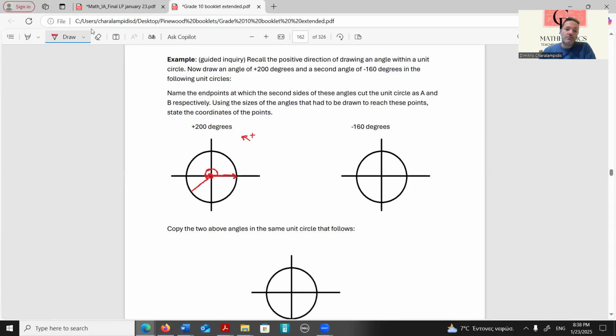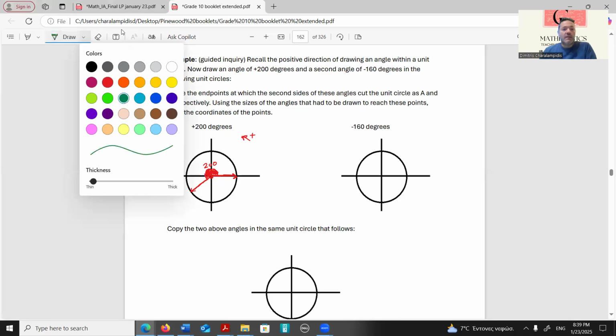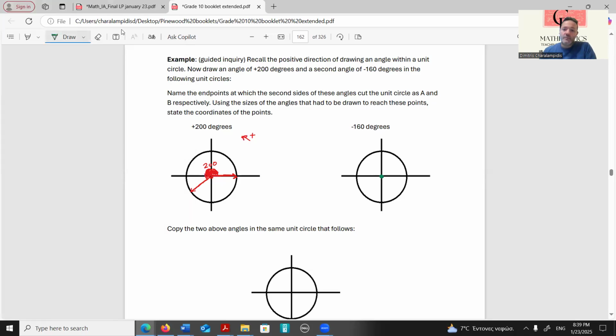So this should be 200 degrees. Now, let's do a second angle on the unit circle at the right. I'm going to use the green this time, but the angle this time should be minus 160 degrees. The minus only signifies the direction. If the positive direction is the anti-clockwise one, then the minus, the negative direction, should be the clockwise one.